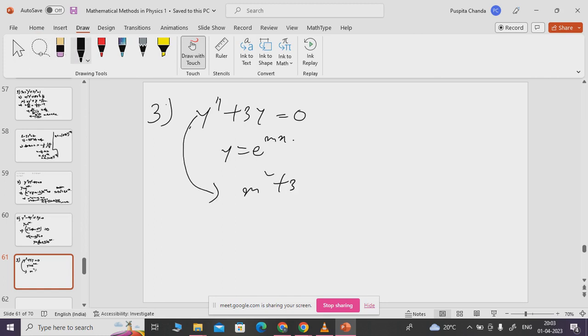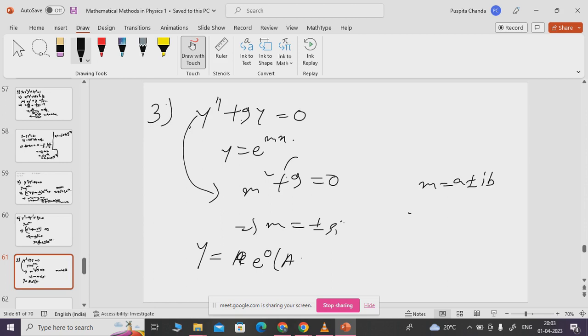So question number 3, y'' plus 9y is equal to 0. So when y is equal to e to the power mx, the equation will become m² plus 9 is equal to 0. So m will be plus minus 3i.